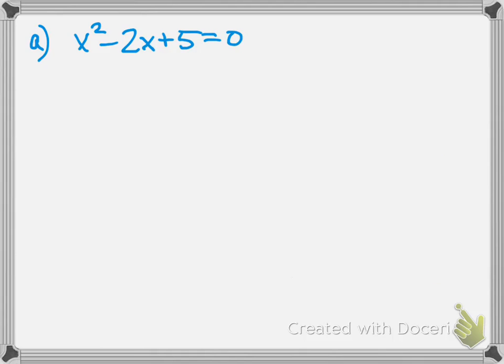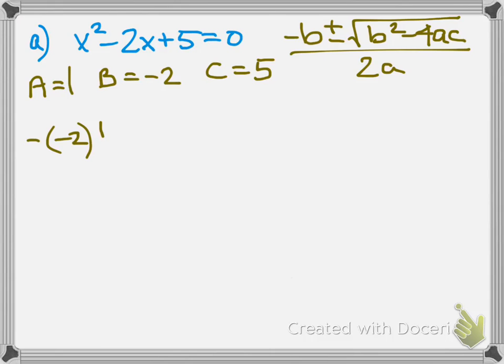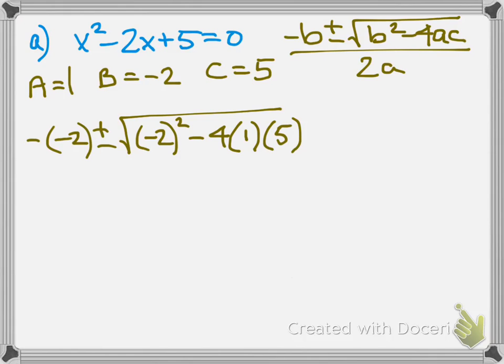Remember, quadratic formula, opposite of b, plus or minus square root b squared minus 4ac divided by 2a. Got it memorized yet? All right, so a is always with x squared, so that's a 1. b is always with x, so that's negative 2. And c is always the constant, so that's 5. And we plug in. So I have negative 2 plus or minus the square root of negative 2 squared minus 4 times 1 times 5 divided by 2 times 1.